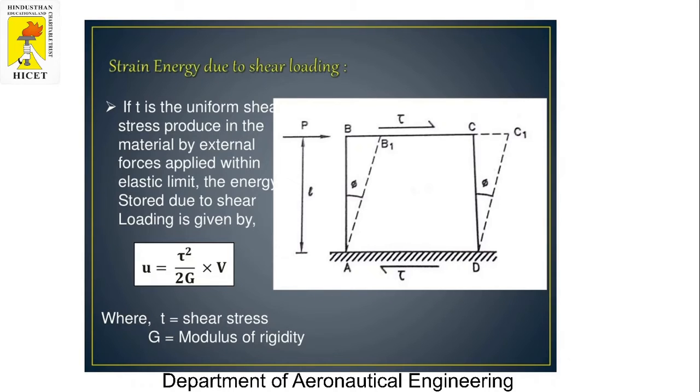So next is strain energy due to shear load. If tau is the uniform shear stress produced on the material by external forces applied within the elastic limit, the energy stored due to shear loading is given by U is equal to tau square divided by 2G into V, where tau is the shear stress and G is the modulus of rigidity.